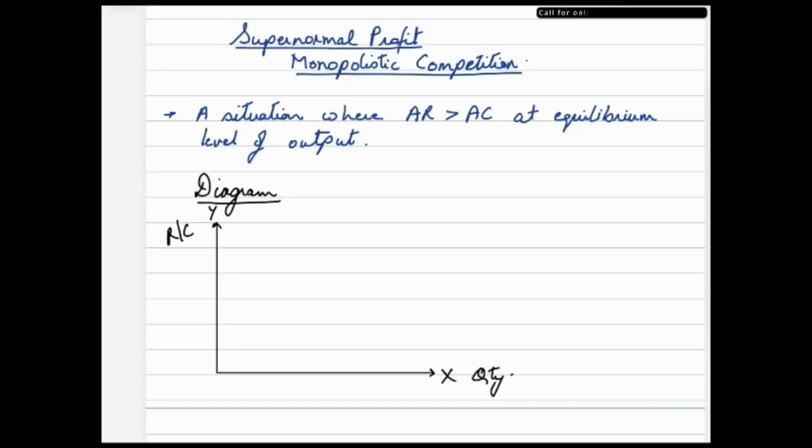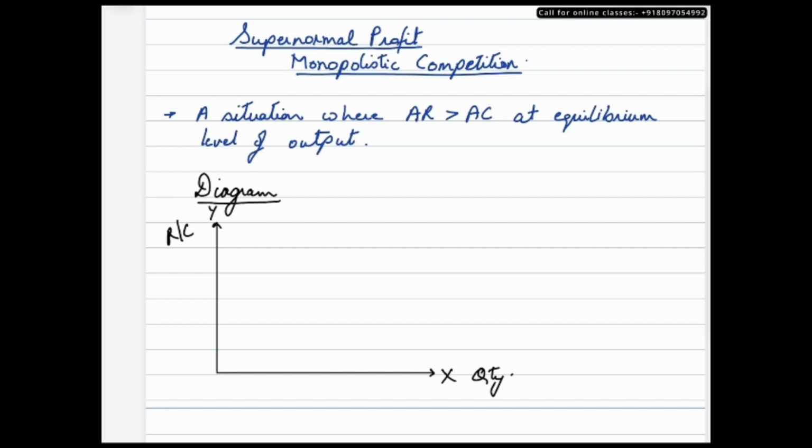So a monopolistic competition is a market structure where you would see a large number of buyers and sellers. There are huge advertisement expenditures, they do have product differentiation, and there is free entry and free exit for potential firms in the market. What is a supernormal profit situation? A situation where you would see that average revenue is greater than average cost at the equilibrium level of output.